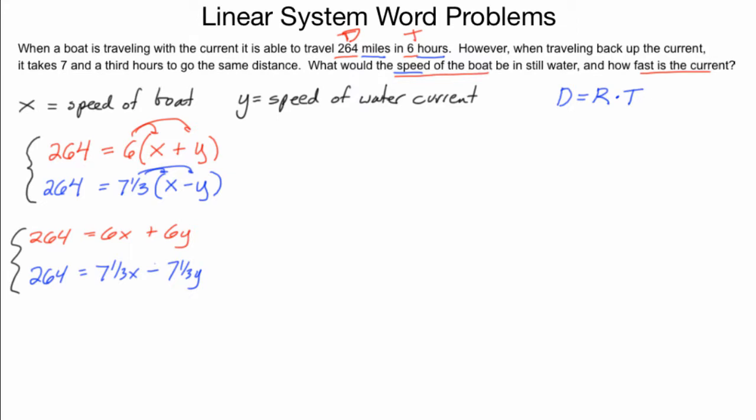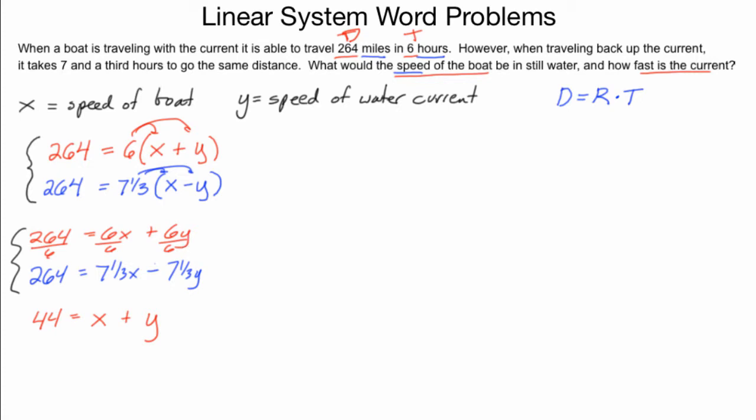I pull out my calculator here. Yep, turns into 44. So I can rewrite that whole equation on the top as 44 equals x plus y. I just divided everything on both sides by 6. So I divided that by 6, that by 6, and that by 6. And as long as I do the same thing to both sides of the equation, it's good.